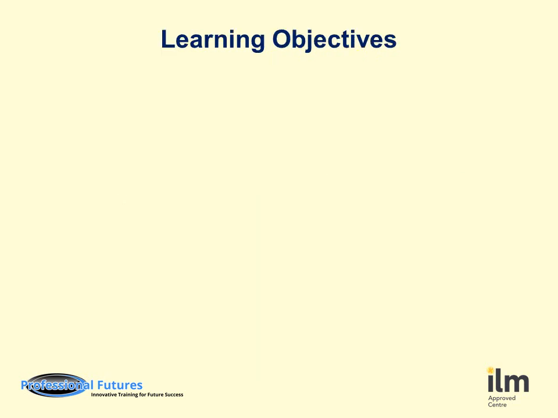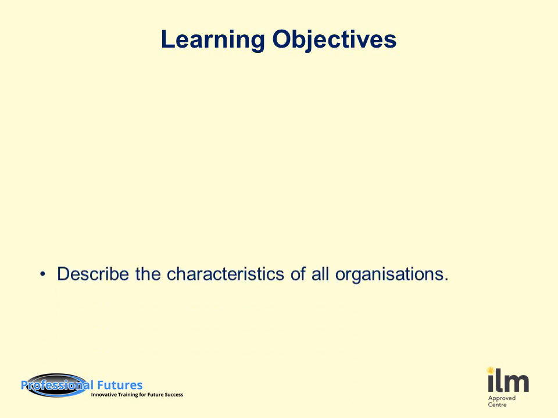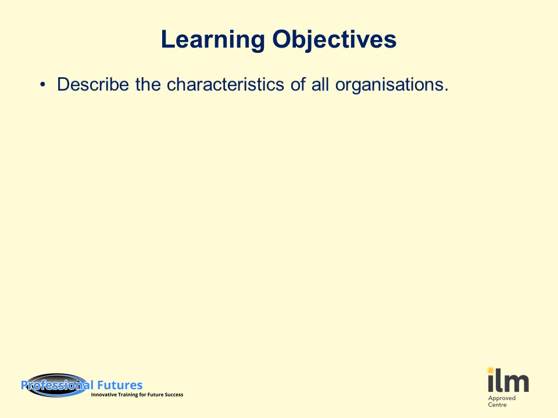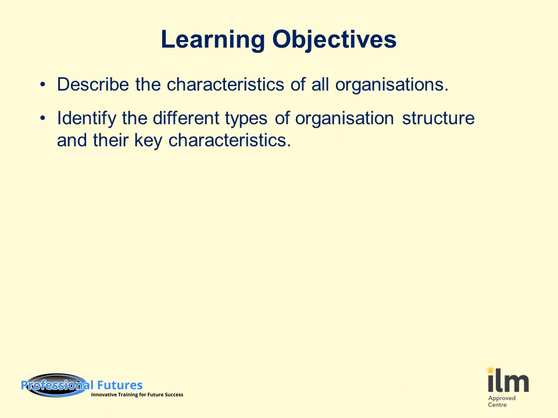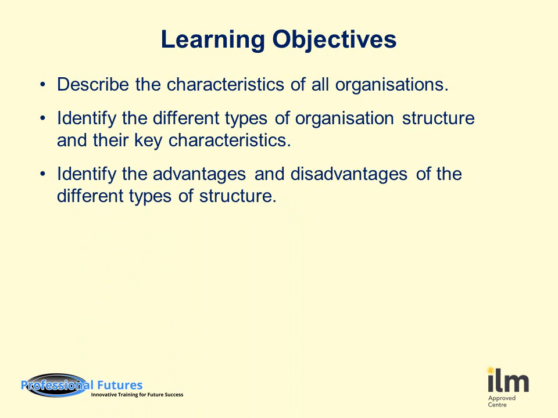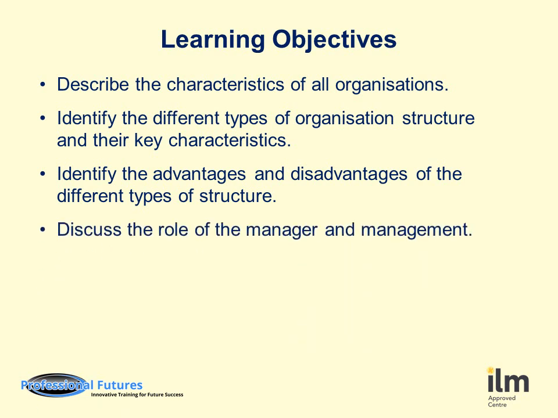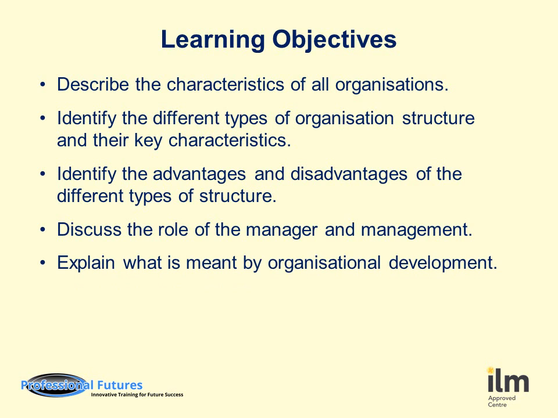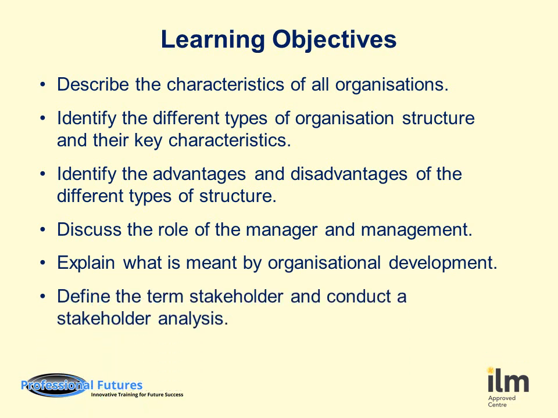Having completed this session, you have now met the following objectives. You've described the characteristics of all organisations. You've identified the different types of organisation structure and their key characteristics. You have identified the advantages and disadvantages of the different types of structure. You have discussed the role of the manager and management. You have explained what is meant by organisational development. And finally, you have defined the term stakeholder and conducted a stakeholder analysis.